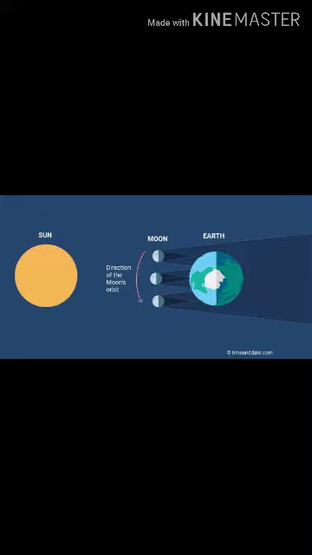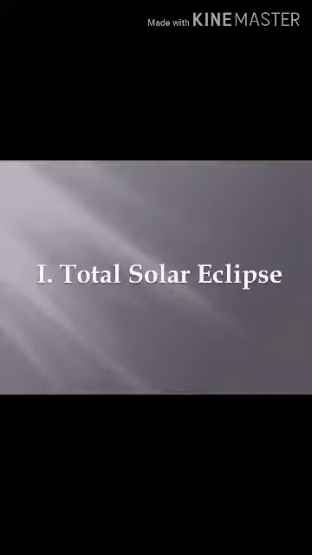But at such a time, the three celestial objects, the sun, moon and the earth, are on the same plane and fall in one line. Students, we have seen in this solar eclipse the moon's shadow falls on the earth. There are two types of shadows of solar eclipse. First is total solar eclipse.